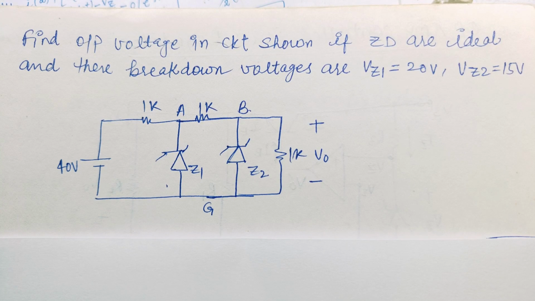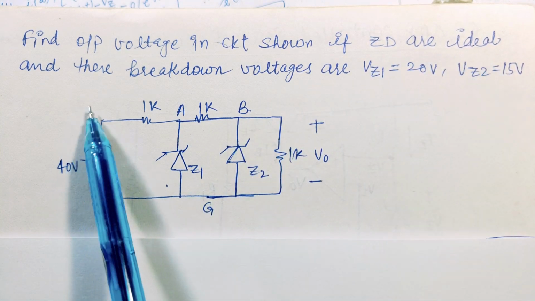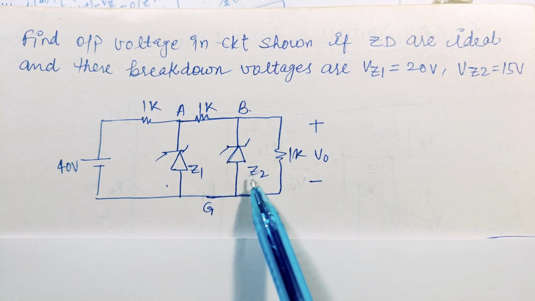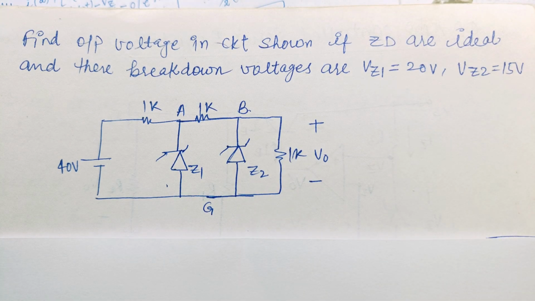Let us see a question on Zener diode. In this question, it is said that find output voltage V0 in the circuit shown below. Here Zener diodes are ideal and the breakdown voltage of Zener diode Z1 is 20 volt and Z2 Zener diode is 15 volt. So breakdown voltage of Z1 is 20 volt and Z2 is 15 volt. So let us see how we can solve it.